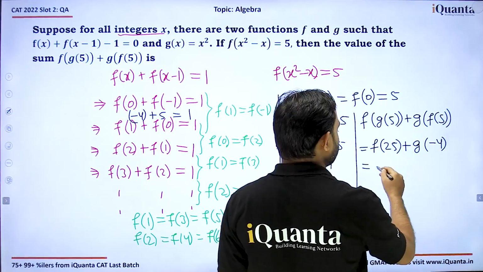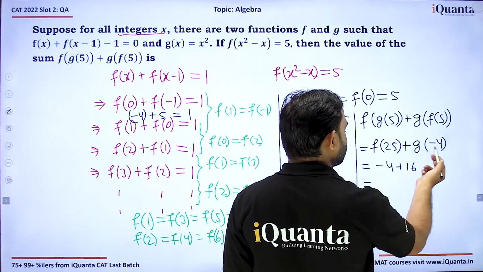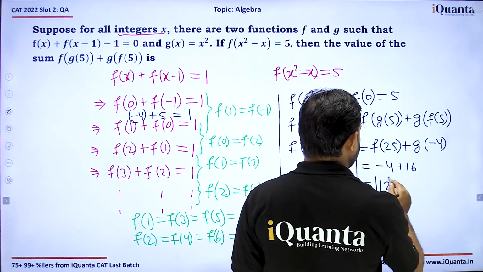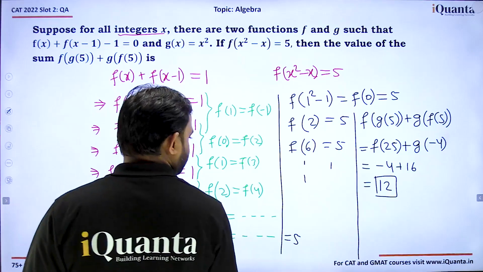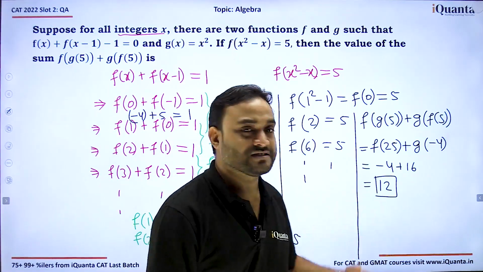f of 25 again, this will be minus 4 plus this will be 16. 4 square, minus 4 square is 16. So overall our answer is 12. This was a theta problem where you need to fill in the answer, and your answer is 12.